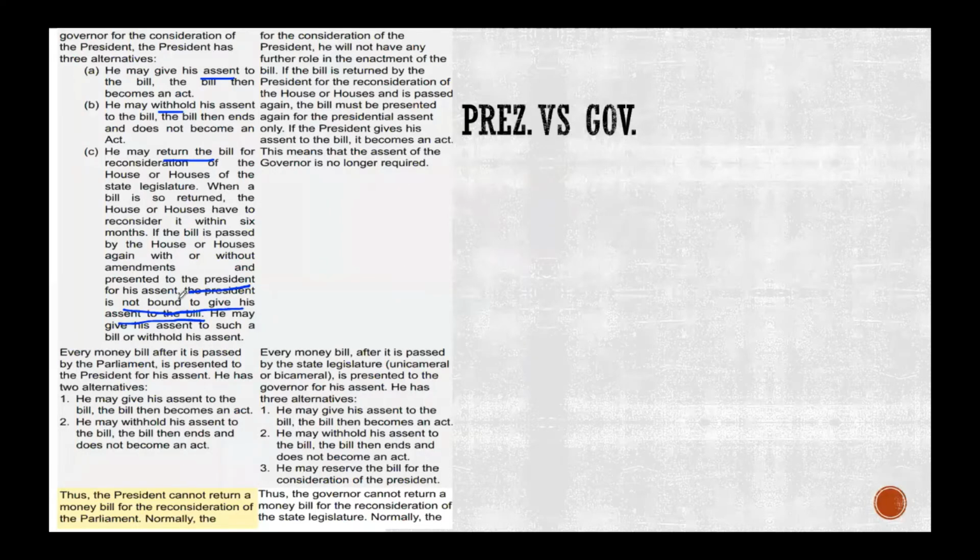If the president sends it back to the state legislature, asking them to reconsider it, but the state legislature has passed it again without any amendments, this time the president does not have to give the assent. He is not bound to give assent to the bill. These are the exact words mentioned in our constitution.